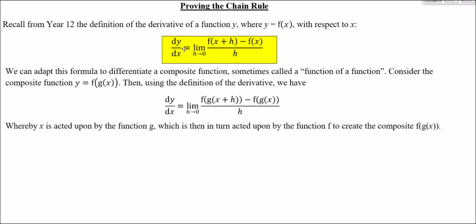We can also now adapt this formula to differentiate a composite function. Sometimes it's called a function of a function. So consider the composite function y is f of g of x. Then if we differentiate f of g of x, all of it, dy by dx will be the limit as h goes towards 0 of f of g of x plus h minus f of g of x all over h, whereby x is acted upon by the function g, which then in turn gets acted on by f to create the composite f of g of x.